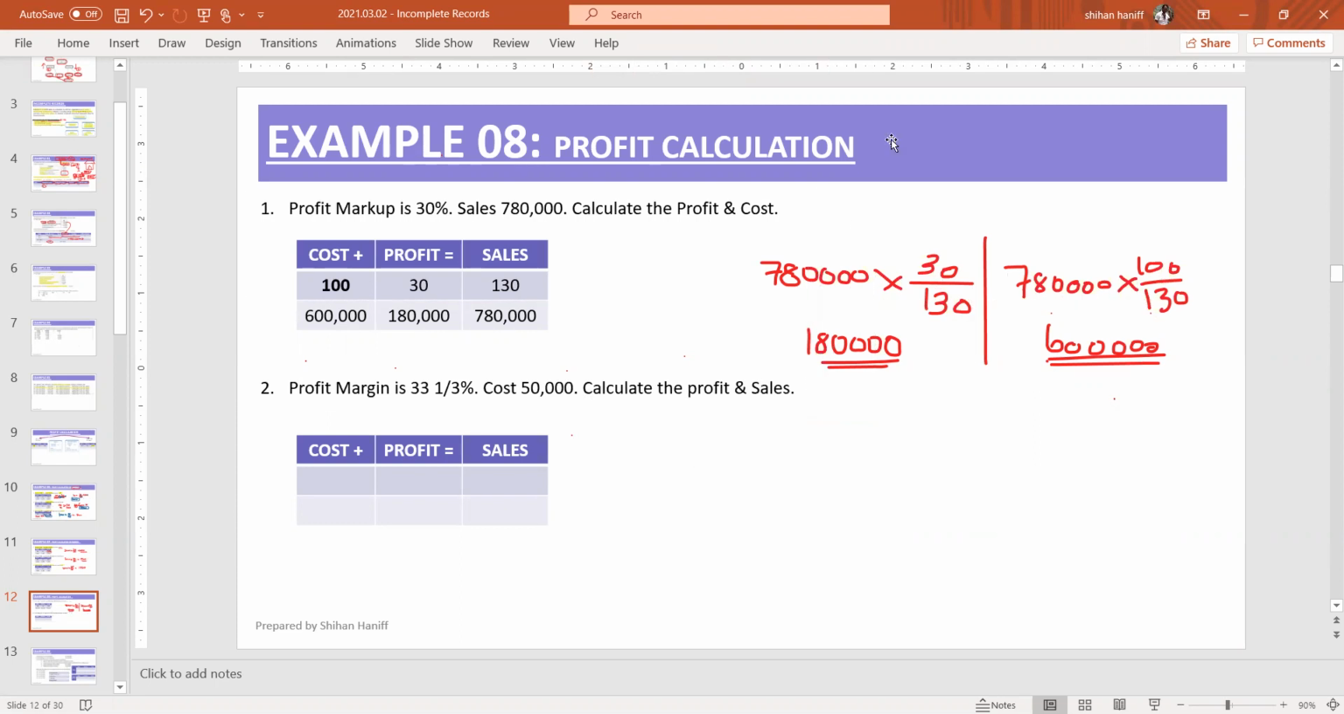Tell me the answer for the second one. Profit margin is 33 1/3%.